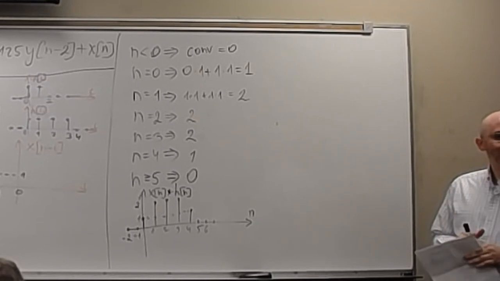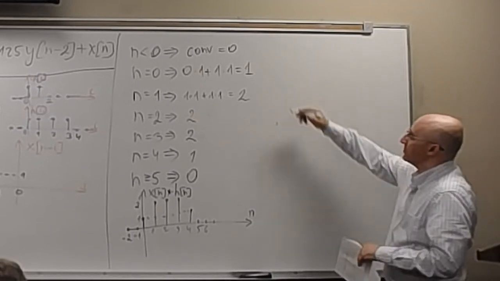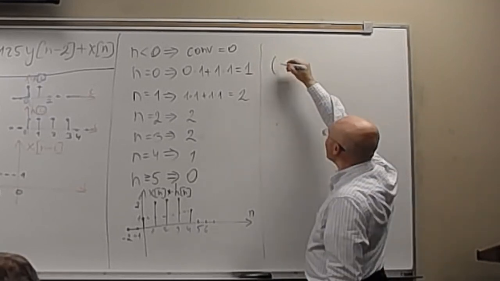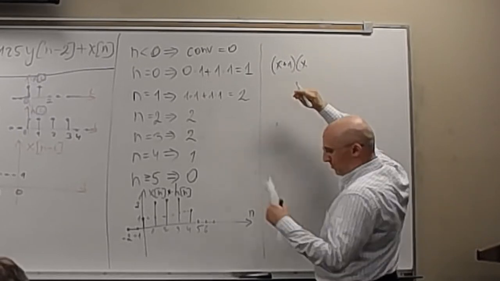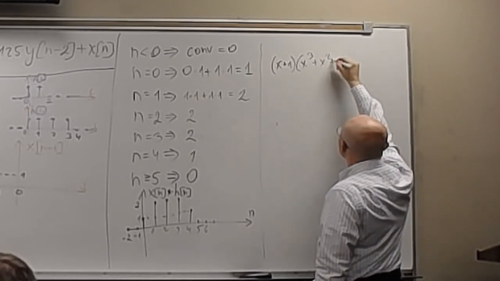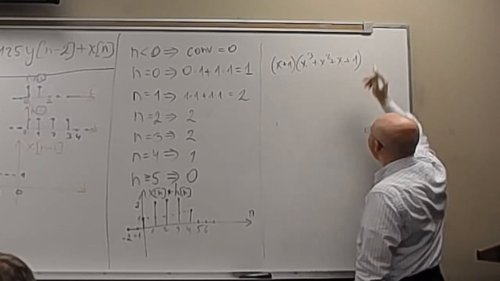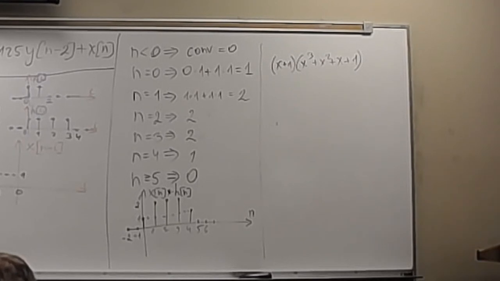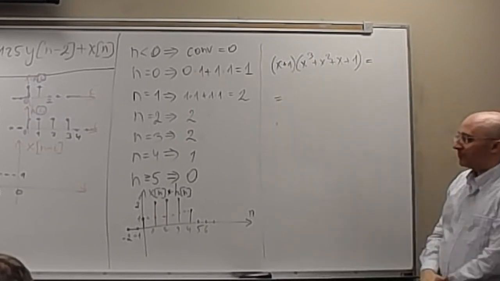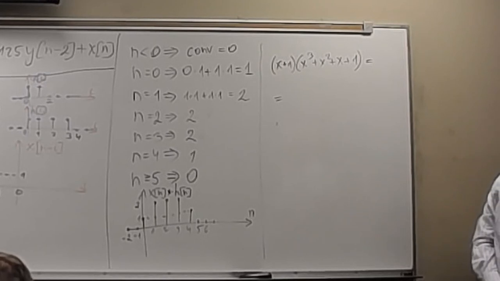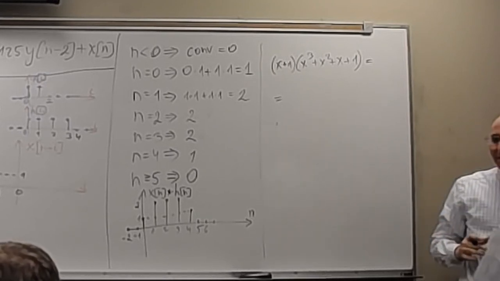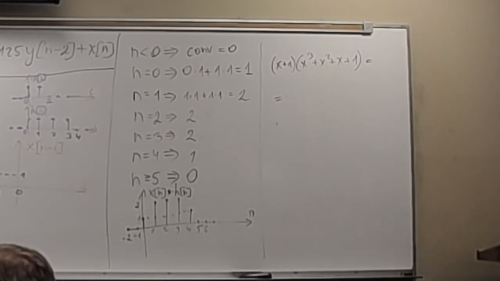Any questions? Now I want you to guess. What will be the answer to that one? Using thinking, without computing. You have everything already computed on the board. So what will be the answer, using n equals 0, n equals 1, all the way to 5, by using that graph?